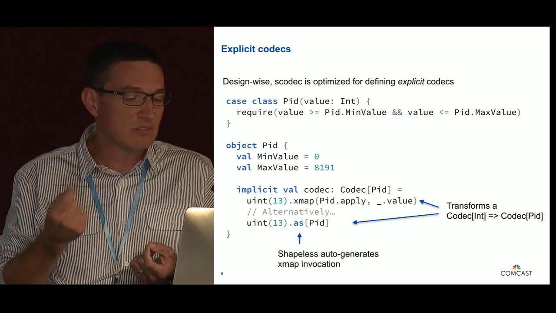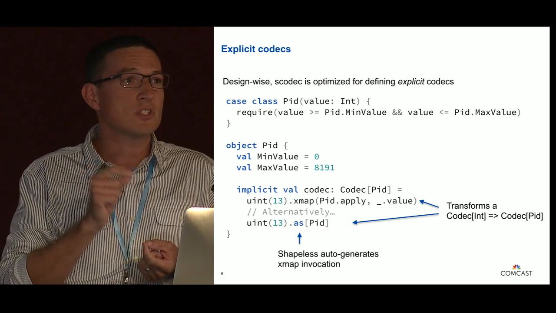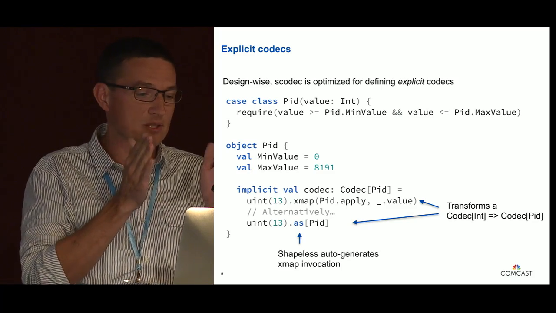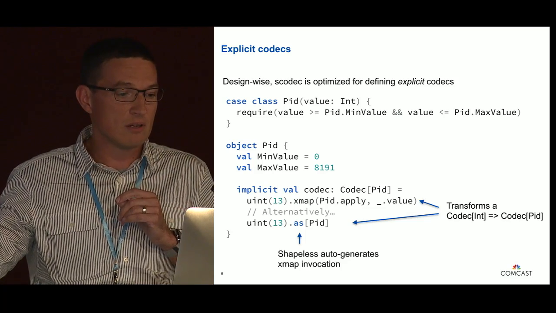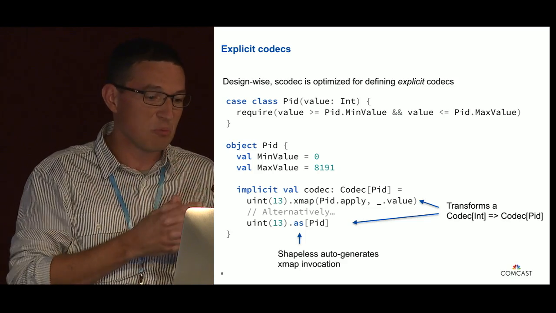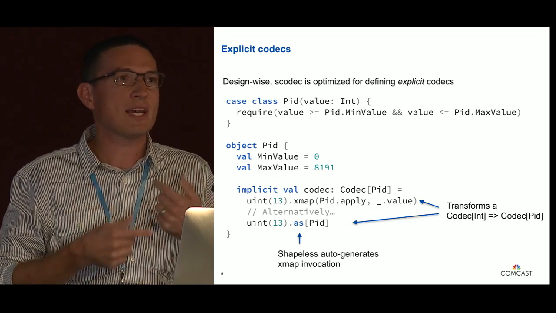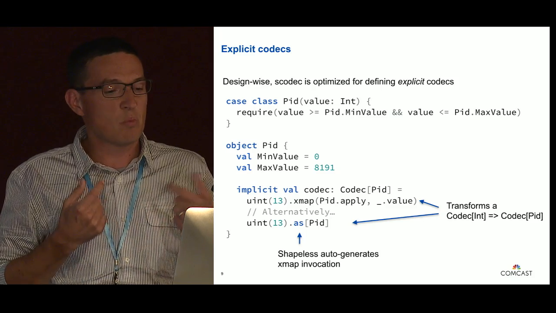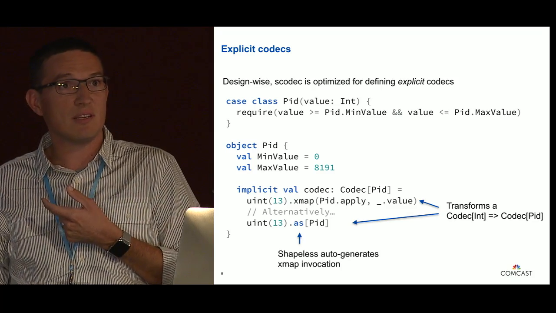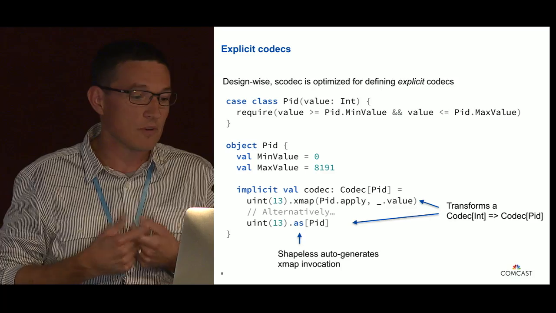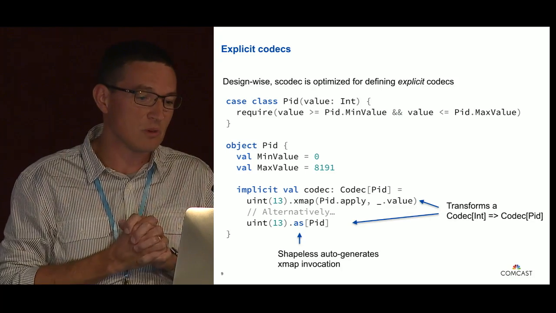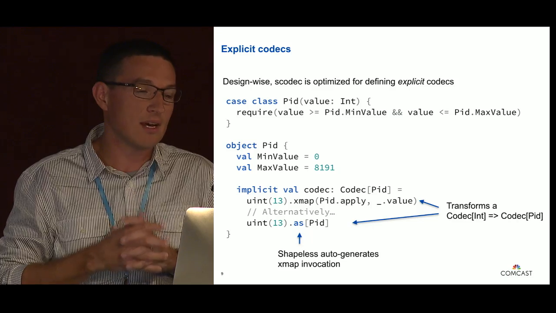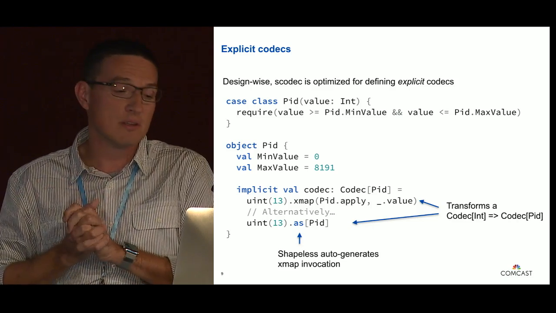And we can do that by first constructing a codec that handles unsigned 13-bit integers. Here we're using this uint constructor, passing 13 as the bit size. And now what we're given back is a codec of int. But in some way, I want to convert that to a codec of PID, and we have two options. The first option is we'll just provide two functions, like an isomorphism between those two types, and what we get back then is a codec of PID.